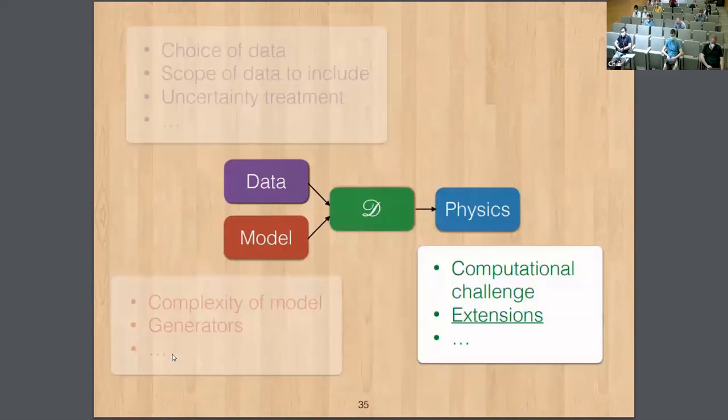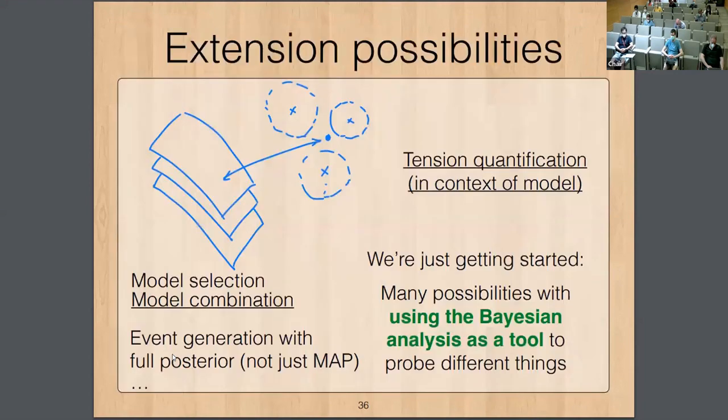Okay, so finally, I will talk a little bit about the analysis itself. There's the question of the computational challenge that I will not go too much into, but I will focus on the extensions. So if we have the Bayesian analysis done, what can we do with it? And I think this is the exciting part. So there are a lot of possibilities that we can do once we have the Bayesian analysis.